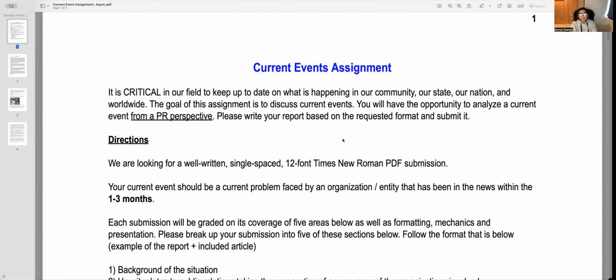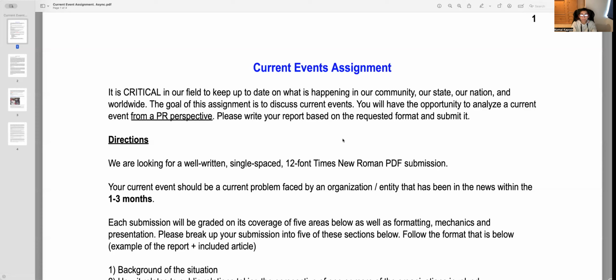So here's the point of this assignment. For PR professionals, it's really important to know what's going on in the field, what's happening in our community, what are the different things that are happening around the world, what are the crises that are happening, how are they being resolved. So, the goal of this assignment is really to get a pulse on the current events and to discuss them. So you will have an opportunity to analyze an event from a public relations perspective.